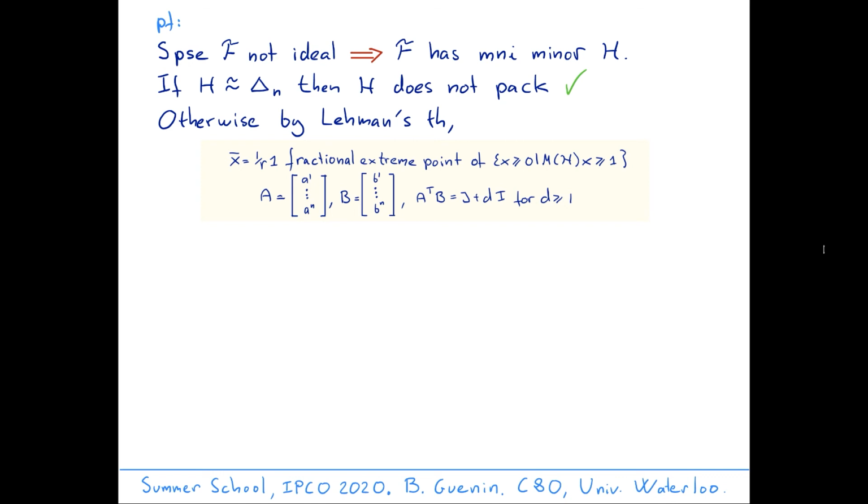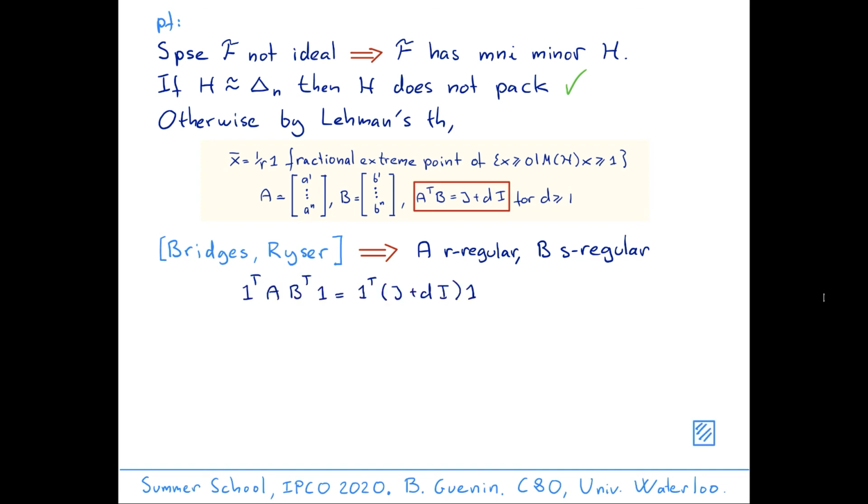And then we have this very nice matrix equation, A transpose B is J plus D I for D greater than or equal to 1. Now, by a result of Bridges and Ryser, we have that the matrix equation above, A transpose B is J plus D I, implies that A is r-regular and B is s-regular. So what do we mean by r-regular? We mean that A has r ones in every row and in every column as well.